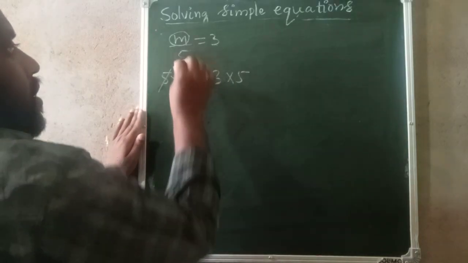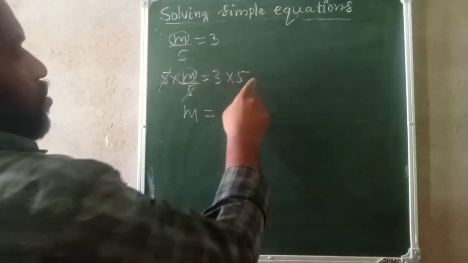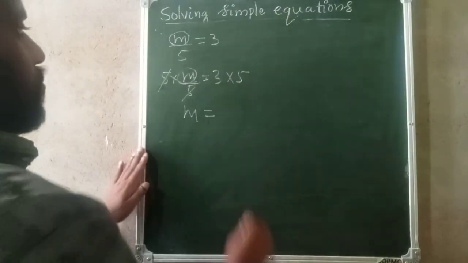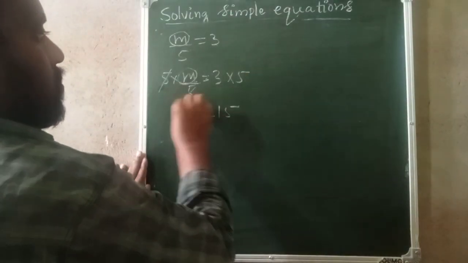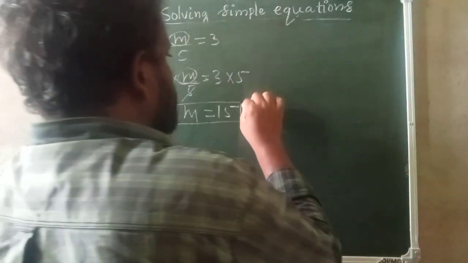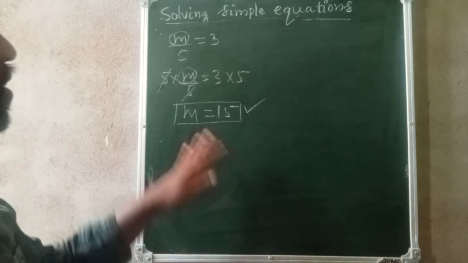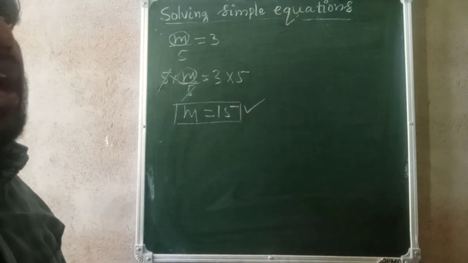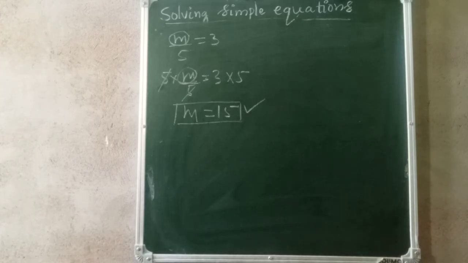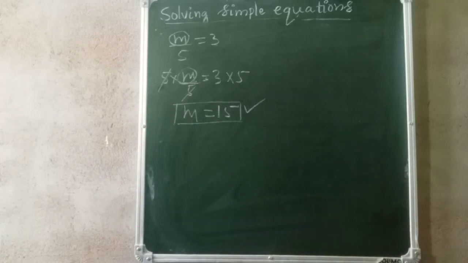And what is left? In the next step you write m is equal to 3 into 5, so 3 fives are 15. So we got m is equal to 15. So m is equal to 15 is the correct answer. Now we will check whether this answer is correct or not.